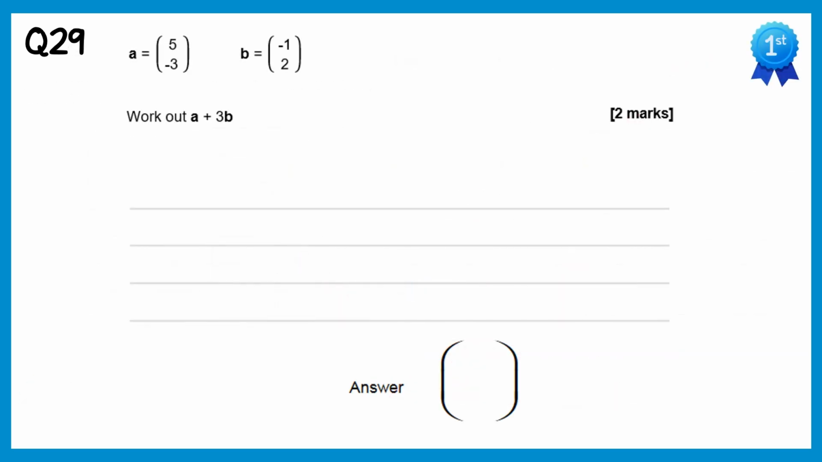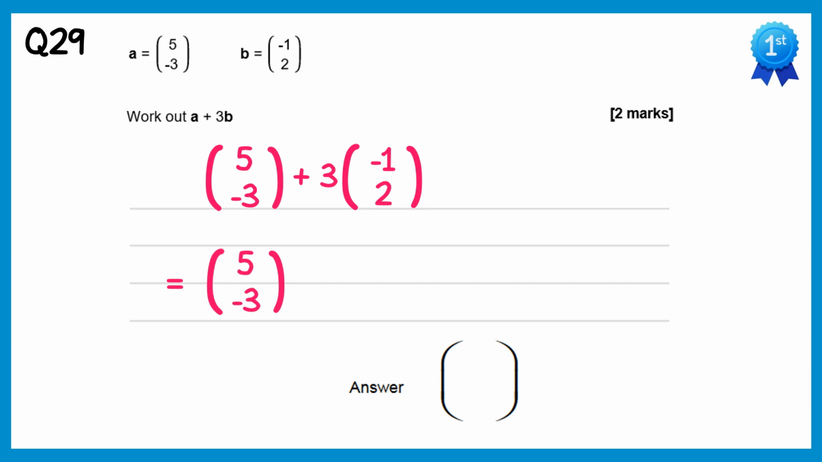In this question, we need to work out the vector a plus 3b. So we'll take vector a and add 3 lots of vector b. If we leave the first vector as it is, and times the second vector by 3, we've got 3 times negative 1, which is negative 3, and 3 times 2, which is 6. If we now do 5 plus negative 3, we get 2, and negative 3 plus 6, we get 3.